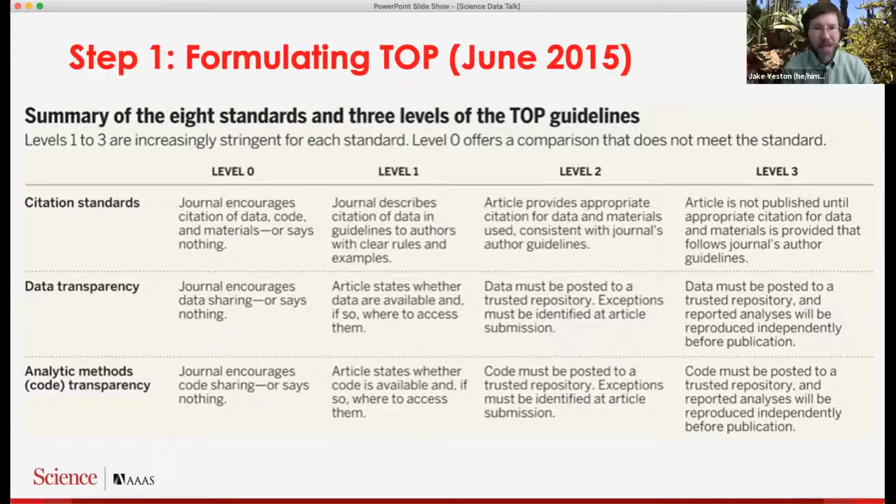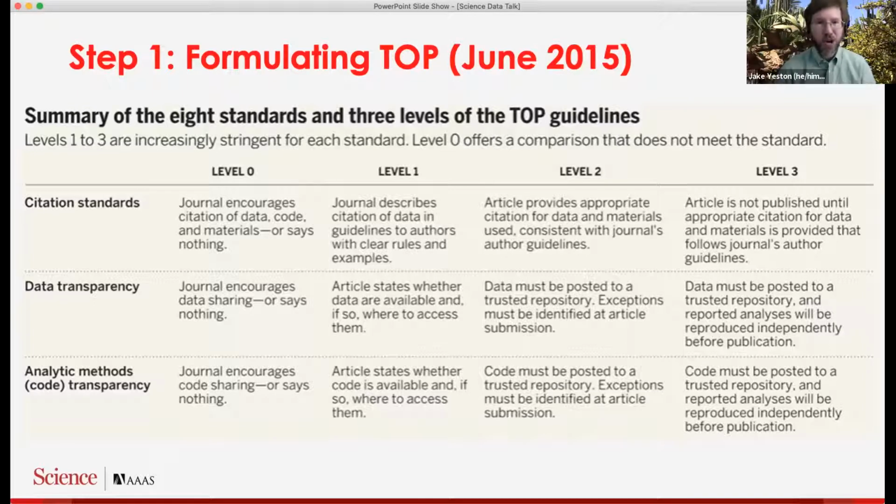So the idea here, as you can see, with citation standards, data transparency, analytical methods, and code transparency, is that you're asking the authors to not only share the data, but archive them in a way that has subsequently become known as FAIR, which stands for findable, accessible, interoperable, and reusable. In that way, you don't put the burden on the reader of pestering the author for the data, but instead make data availability a fundamental component of the publishing process.